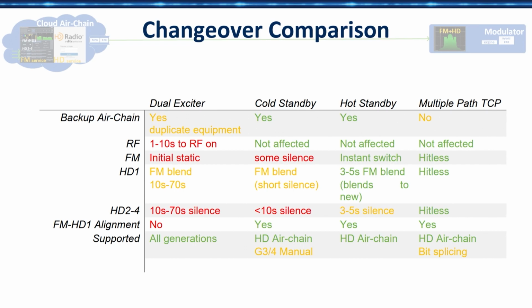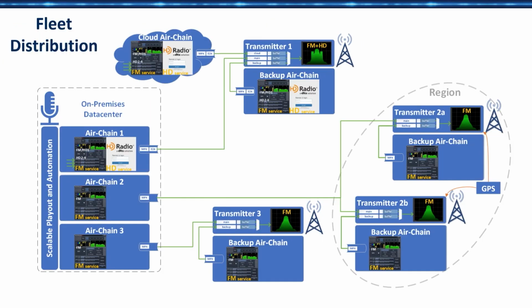Now, the multiple TCP option on the right, the only thing to highlight here is it has to originate from the same air chain. In order to state exactly the same content on both, it has to come from the same one. So it wouldn't back up the air chains themselves. So we thought, this really makes sense for maybe fleet distributions or to centralize various studios. Perhaps even put it in the cloud if you want to go as far as that. But it could be an on-premises data center.